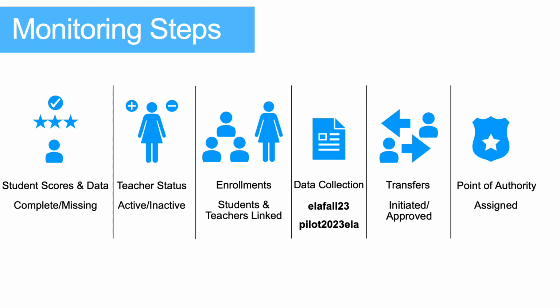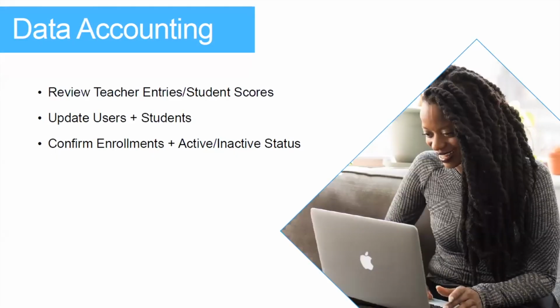Next, we have the transfers. As a data manager, you should be monitoring transfers, those students that are moving back and forth between your organization and a different organization. We want to make sure that you're monitoring that back and forth of those students. The reason for that is, again, with regards to the point of authority, making sure that the POA is assigned correctly. The end goal here is to ensure that you have scores so that those scores can be collected and reported upon. You will need to have the point of authority in order for those scores to be assigned to you. We're going to start with data accounting.